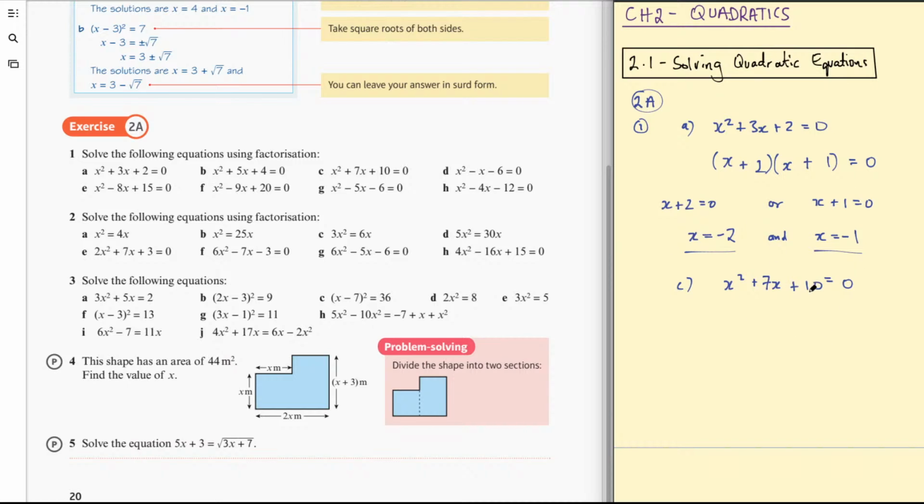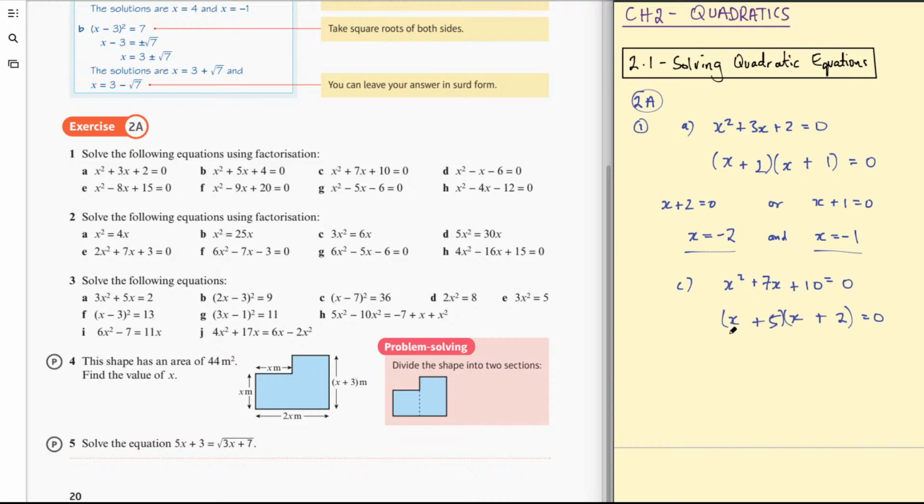Again, looking for factors of 10 that add to 7, and there's no coefficient of x squared this time, so we can write our x's in straight away. Factors of 10 that make 7, that is 5 and 2. Well, there are only 4 factors of 10, and we don't have to worry about 1 and 10, so it must be 5 and 2. And they're all positive, so we can write positives in the brackets.